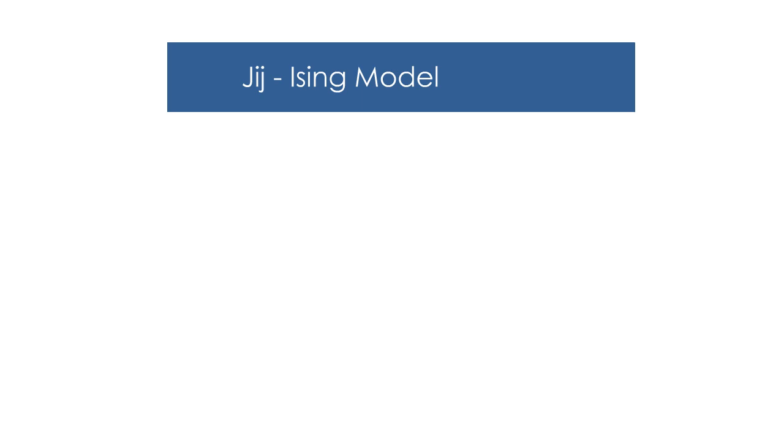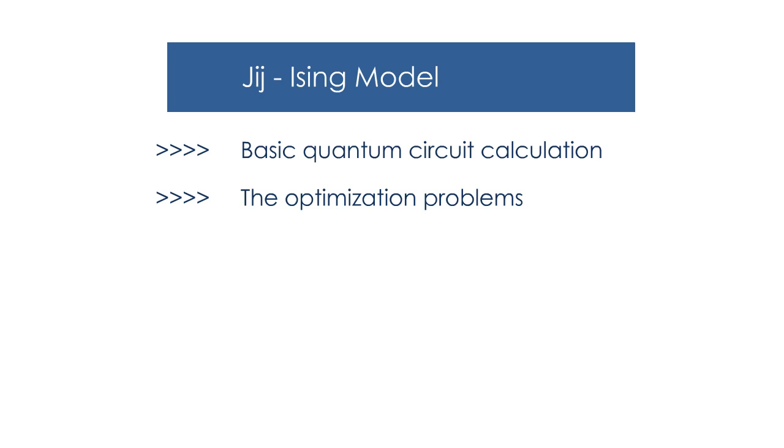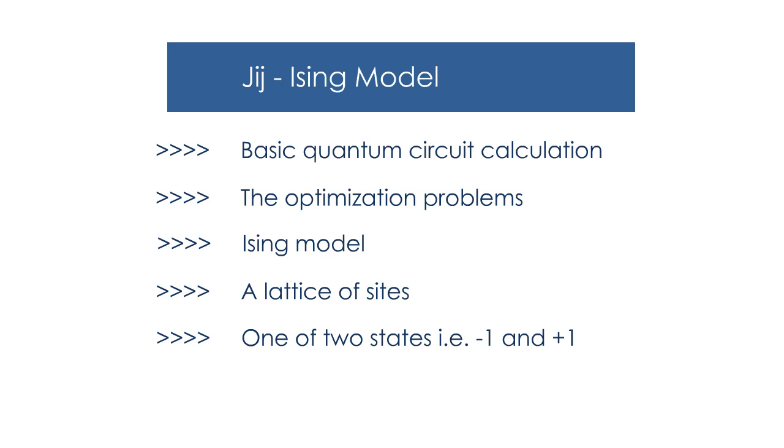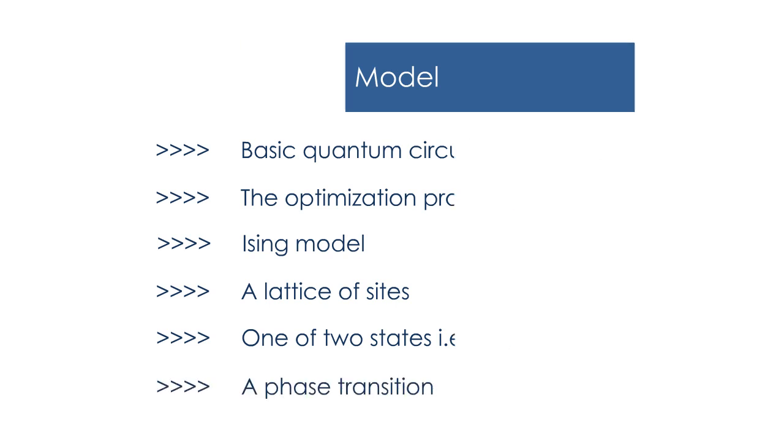We have been learning about the basic quantum circuit calculations, so now we'll be learning about the optimization problems using BlueCat. Today we'll be learning about the Ising model. Ising model is a model that represents a lattice of sites where each site can be in one of the two states, that is -1 and +1, and exhibits a phase transition.